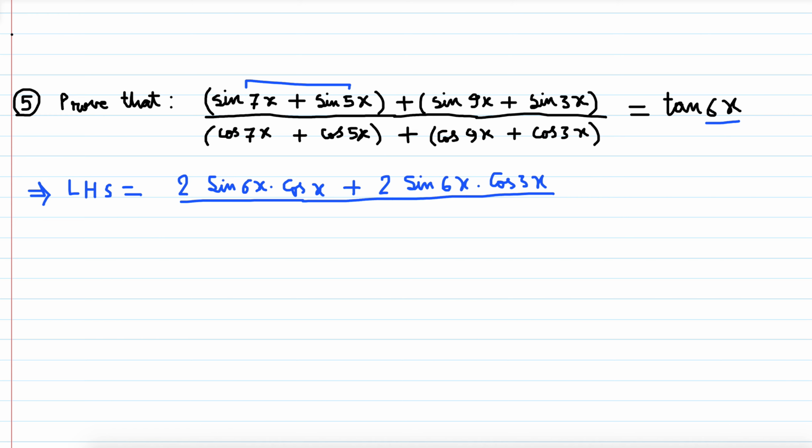And in the denominator, cos x plus cos y is 2 times cos of x plus y by 2, cos of x minus y by 2. So it becomes cos of 7 plus 5 by 2 is 6, and 7 minus 5 by 2 is 1, and the second term becomes 9 plus 3 by 2 is 6, and 9 minus 3 by 2 is 3.